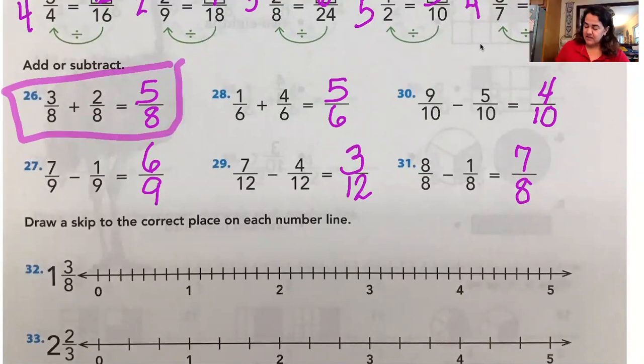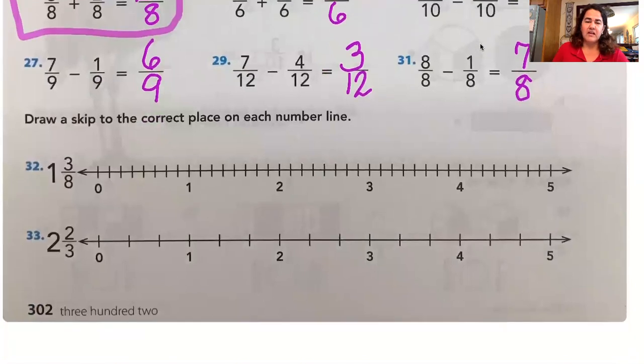Awesome possum, second graders, looking at our number lines. Are you ready? We're going to draw a skip to the correct place on each number line. You were supposed to show me 1 and 3/8. Well, here's 1. And remember, we said we always count the spaces. So here's 1, 2, 3, 4, 5, 6, 7, 8. And I only want to look at 3 of those.